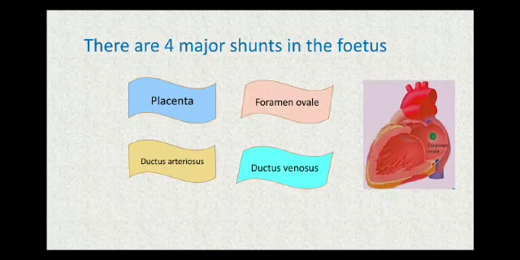Fourth one is the ductus venosus. It bypasses the liver, it allows blood from the umbilical vein to enter the inferior vena cava directly.